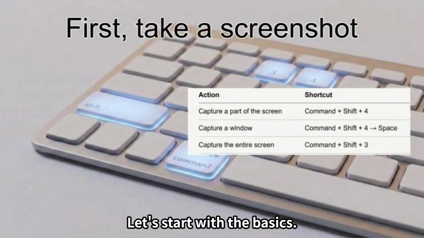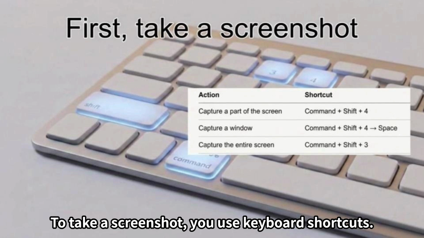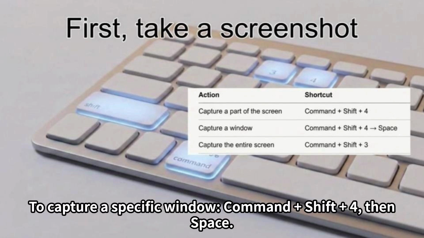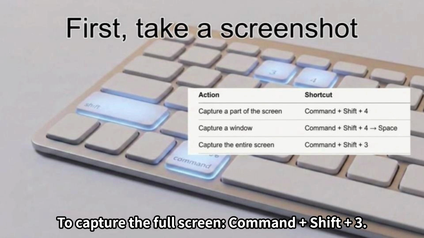Let's start with the basics. To take a screenshot, you use keyboard shortcuts. To capture part of the screen, Command plus Shift plus 4. To capture a specific window, Command plus Shift plus 4, then space. To capture the full screen, Command plus Shift plus 3.